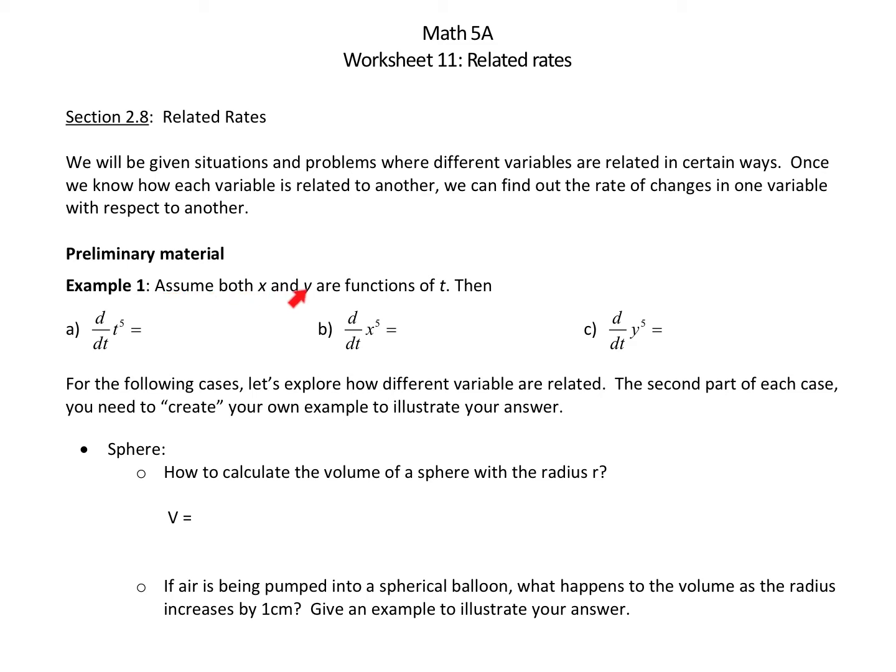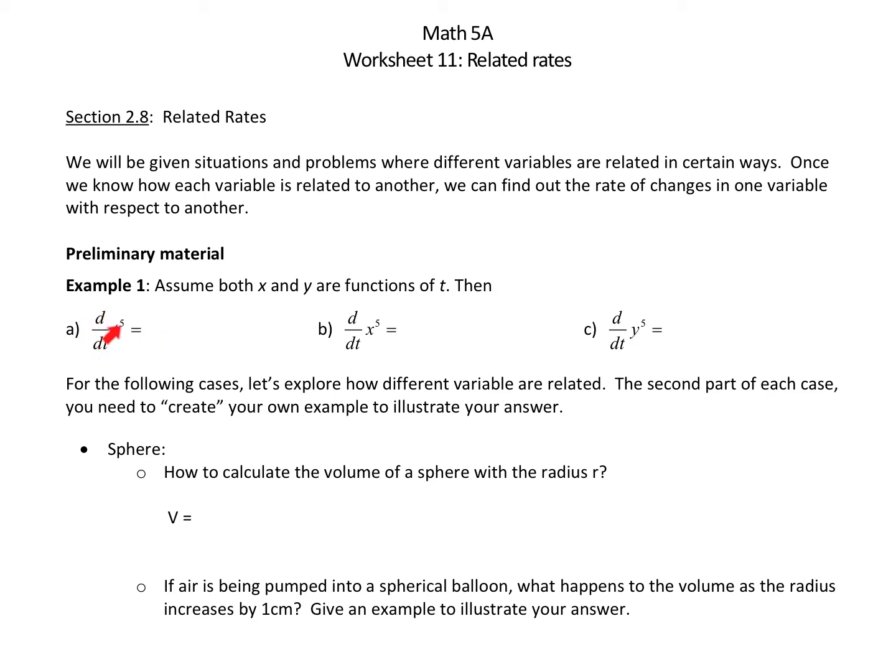Example 1, assume both x and y are a function of t, right? So we have now multiple variables, but t is the variable. It says function of t, that means use t as a variable. So I gave 3 examples. They kind of look the same, but there are technical differences. So let's look at the first one.